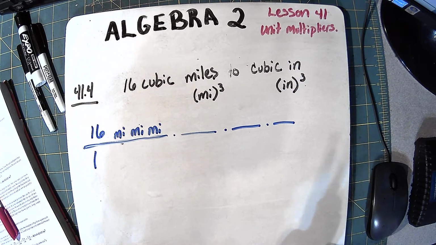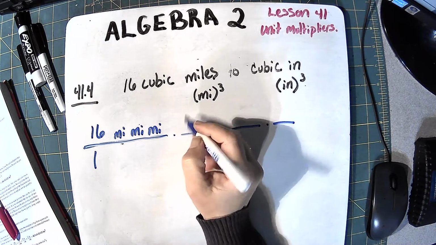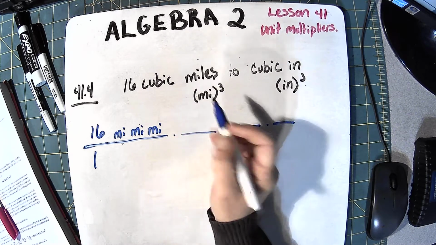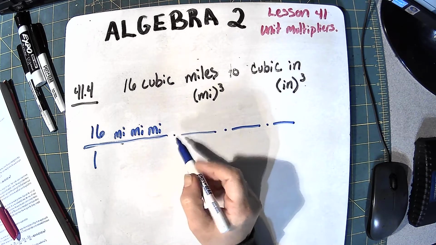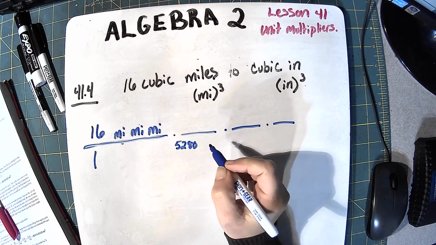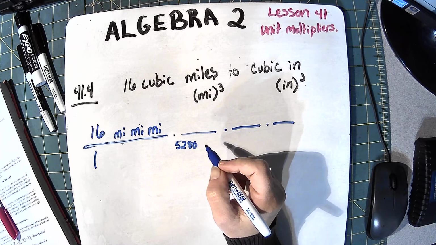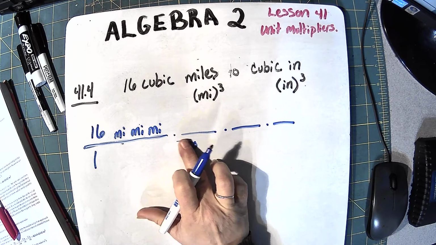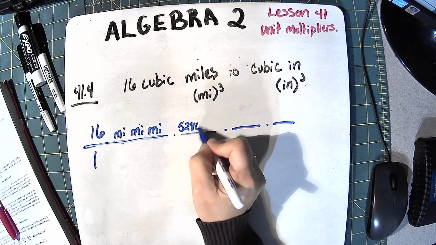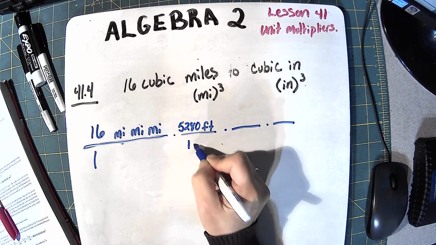Now there is a chart in the book. Let's see, miles to feet is going to be 5,280 feet in 1 mile. So I'm going to have to put that down here, 5,280 feet in 1 mile. Almost got that completely mixed up. 5,280 feet in 1 mile.